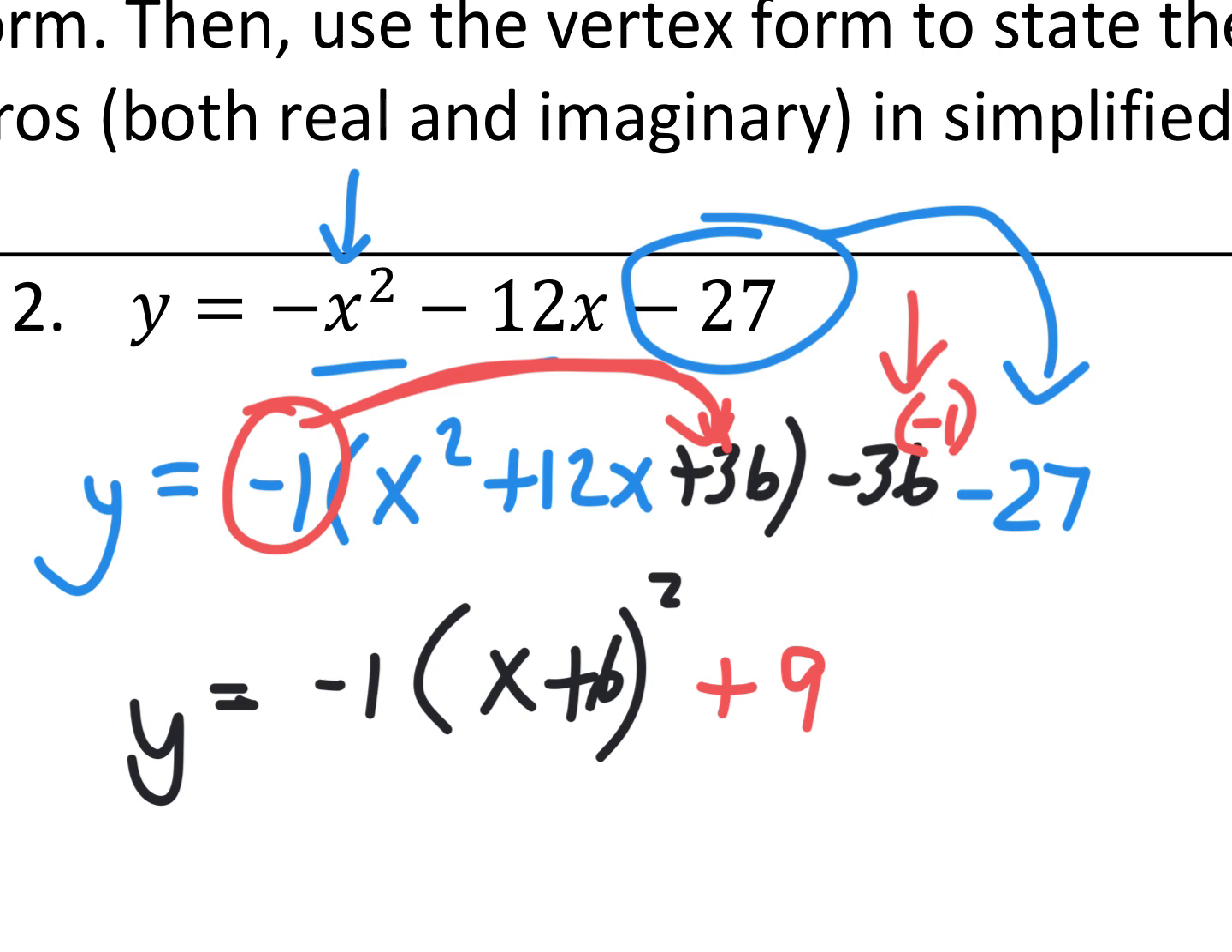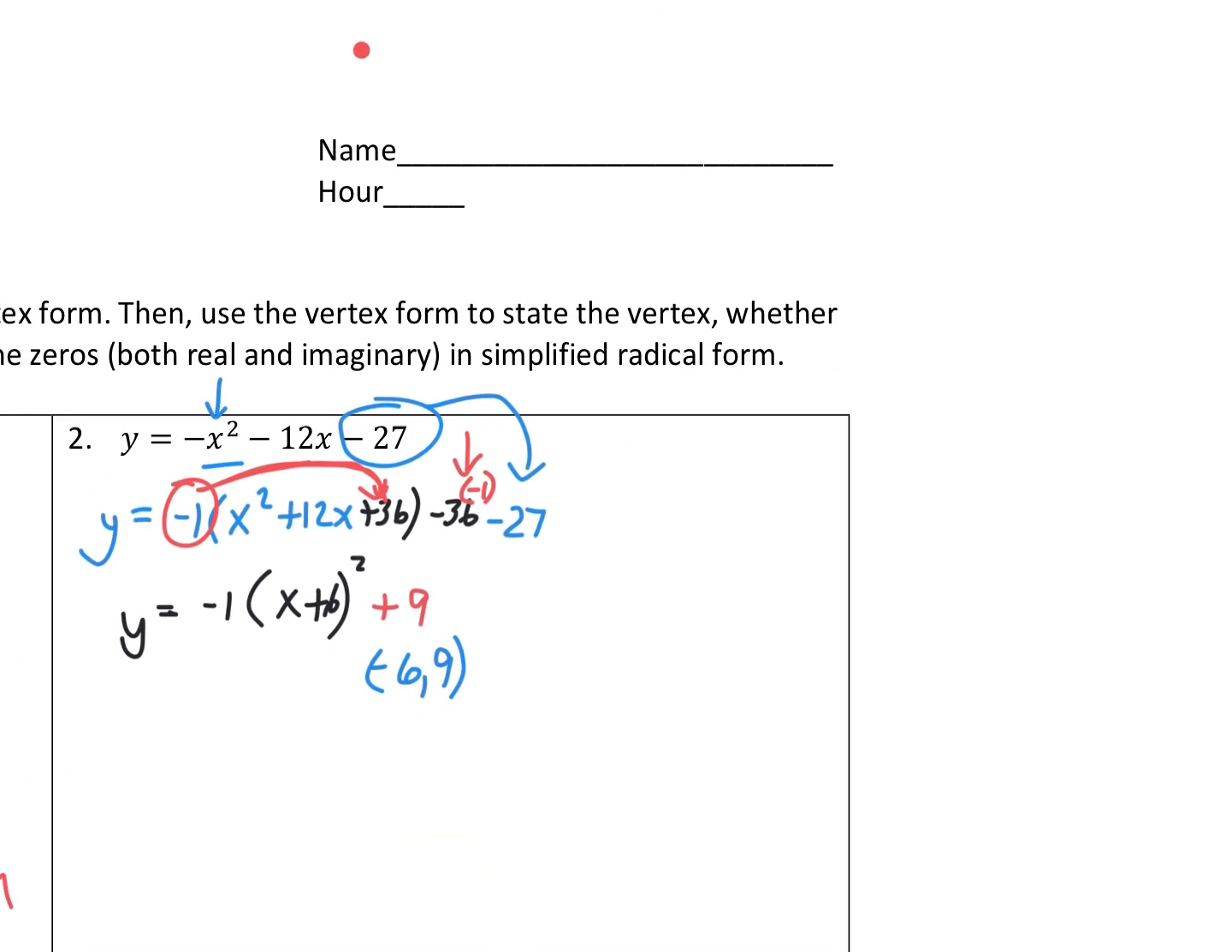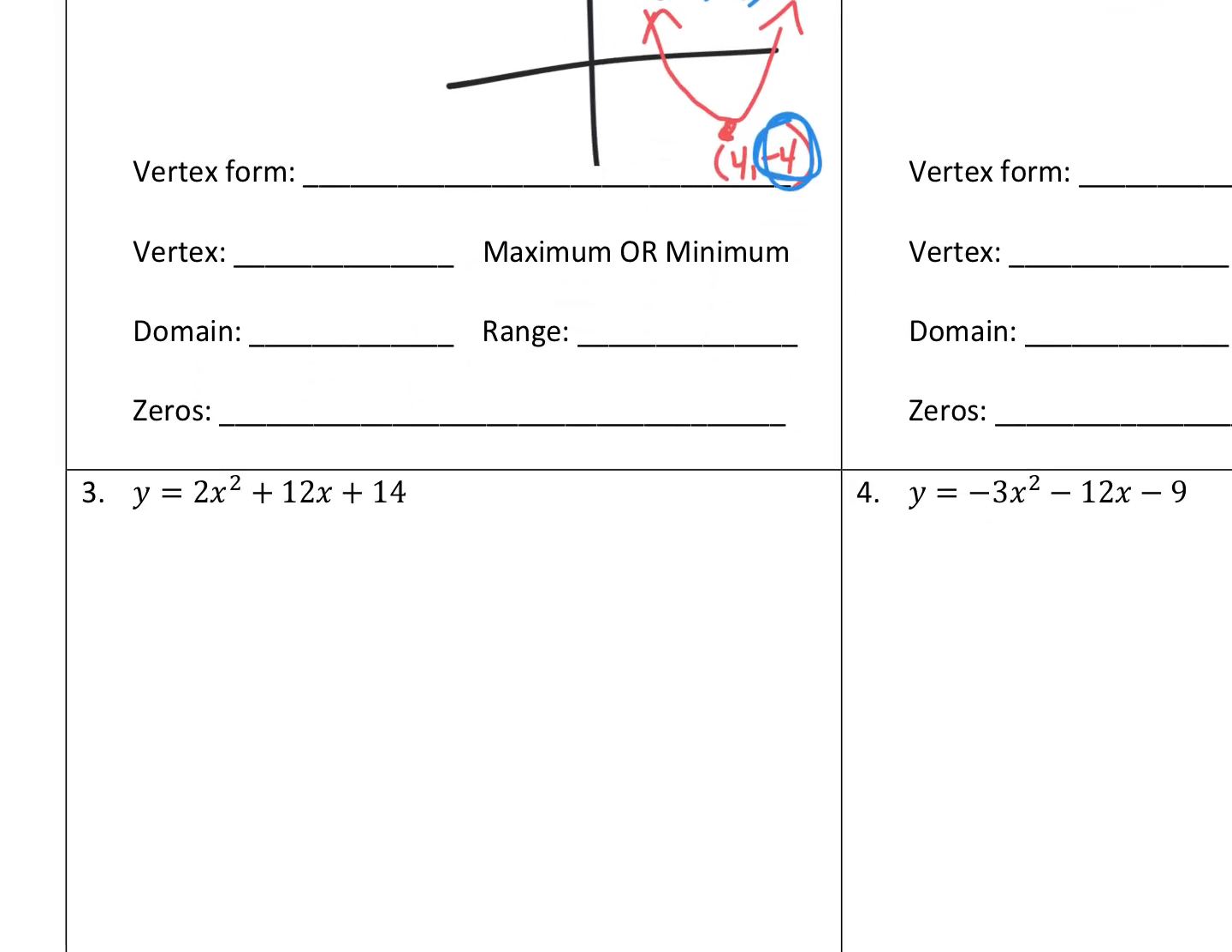Now, why do we do this again? Because you want to find the vertex. And the vertex is 6, 9. No, it's not. What is it? Negative 6, 9. All right, good. Okay, so there's hard, complete the square.